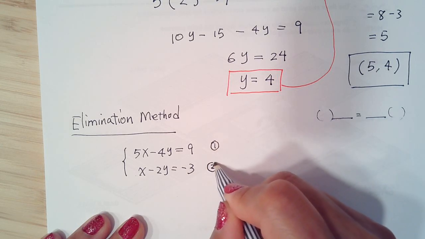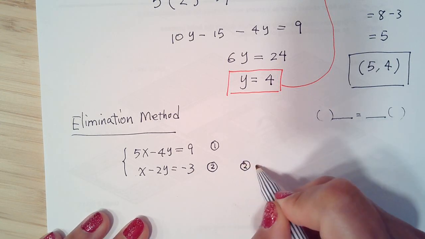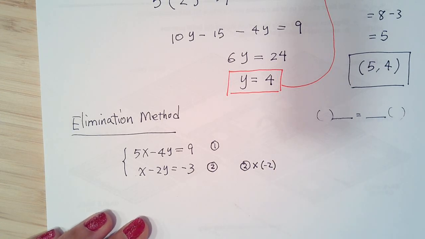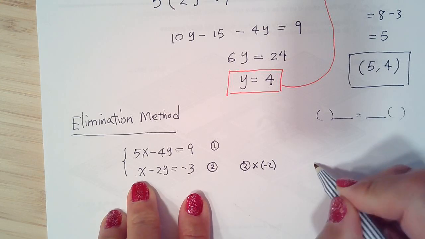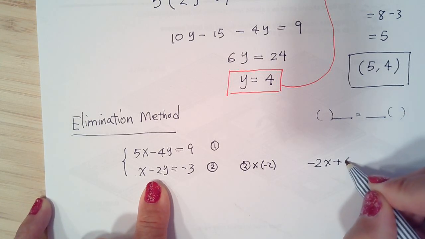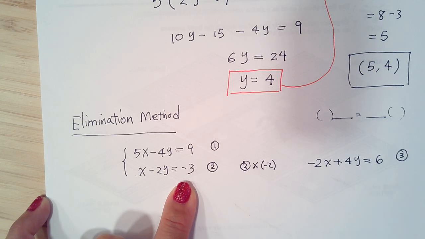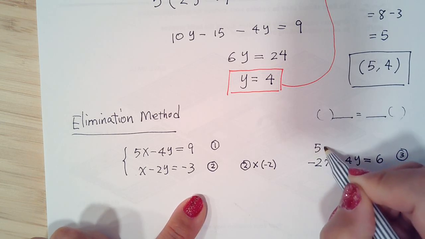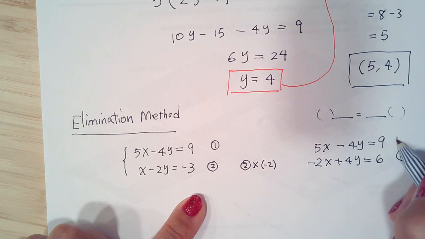So look at what I'm doing. I label my equations, all right? And then I will do the second equation multiplied by negative 2, which means the left side and the right side multiply by negative 2 at the same time. So multiply by negative 2, I get a negative 2x. Multiply by negative 2, I get a plus 4y. Negative 2 times negative 3, I get a 6. I call this number 3 because that's a new equation. And then the first one, because I haven't changed that yet, I just write that here. This is the first one, right?